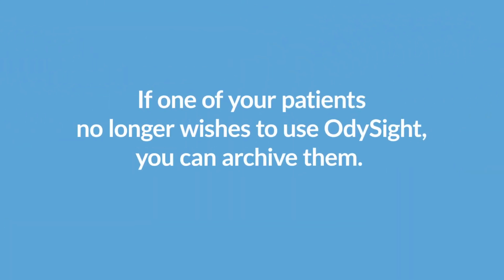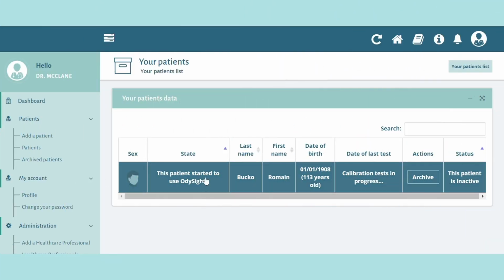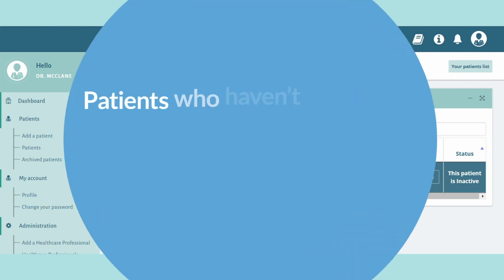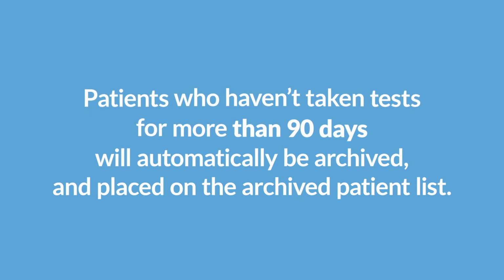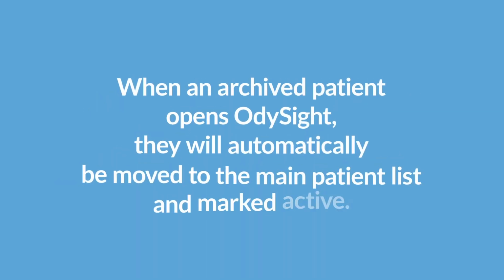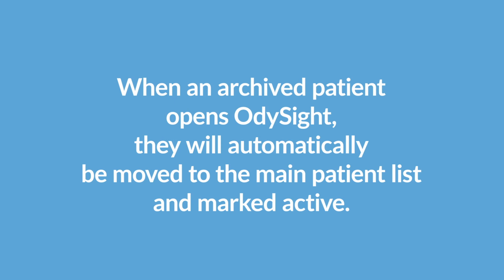If one of your patients no longer wishes to use OdySight, you can archive them. To do this, click Archive, located in the column to the right. Patients who haven't taken tests for more than 90 days will automatically be archived and placed on the Archive Patient list, which is also accessible from the navigation menu. When an archived patient opens OdySight, they will automatically be moved to the main patient list and marked active.